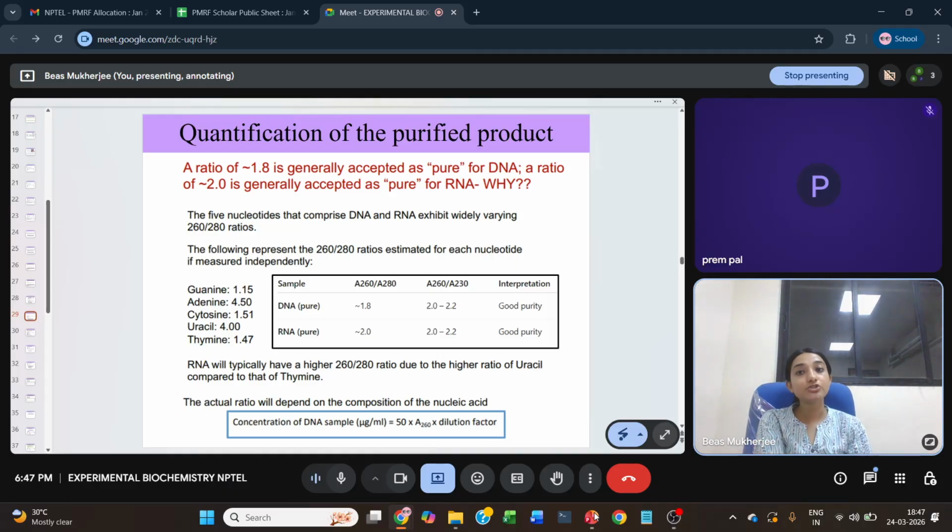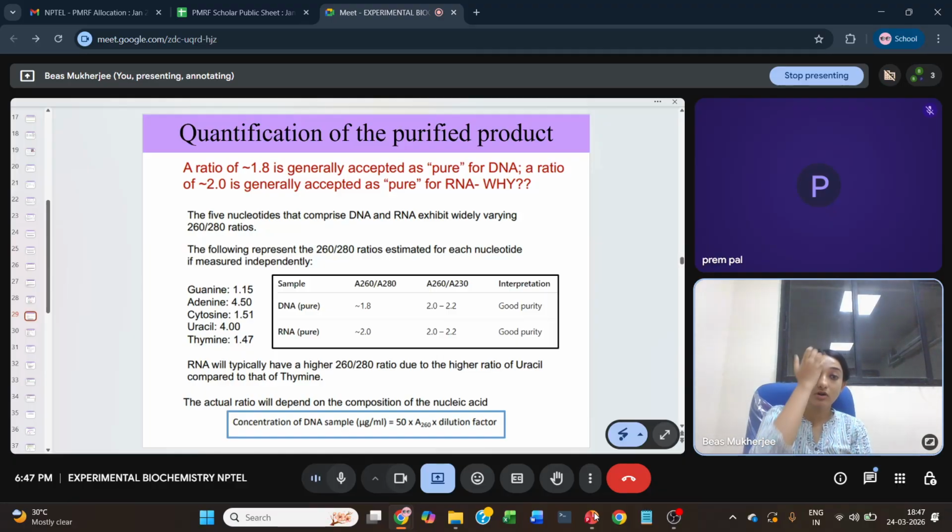Okay. Now a ratio of 1.8 is generally accepted as pure for DNA. Ratio of 2 is generally accepted as pure for RNA, but why? That is because in RNA, the bases are exposed. So they will absorb more. But in DNA, the bases are stacked. So they have lesser absorption. Correct? So if DNA has been chopped, then it will have more absorbance. The 5 nucleotides that comprise DNA and RNA exhibit widely varying 260 by 280 ratios.